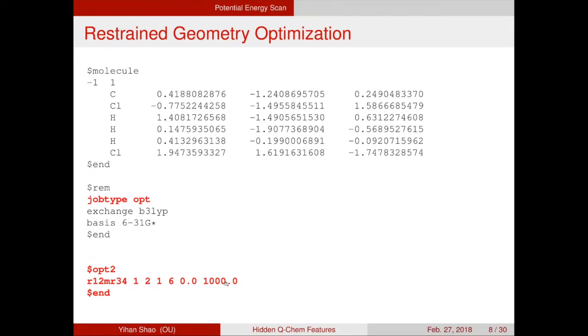So this is the first feature that I think can be useful for many research, especially for chemical reaction studies or when we simply want to do a planar scan to develop force field parameters. Okay, that's the first feature.